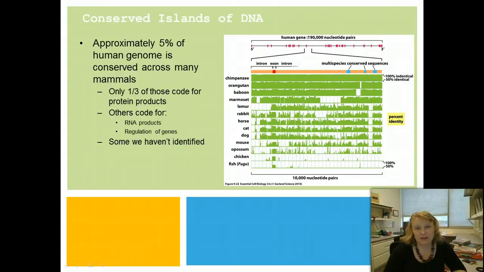Those are genes that everybody must need to have. About a third of them code for protein products, but others code for RNA, gene regulation, things like that. And some of them we simply don't even know. All we know is that they are conserved. We don't know what they do, but they're clearly very important because otherwise there wouldn't be as much homology between them all.